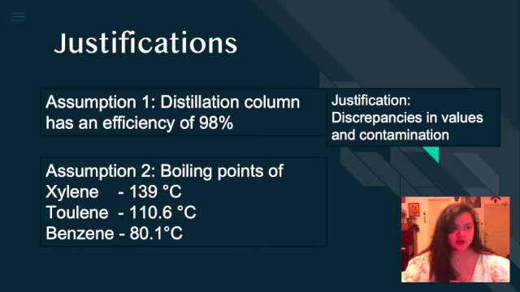Not only that, we have found the boiling points of xylene, toluene, and benzene to be 139 degrees Celsius, 110.6 degrees Celsius, and 80.1 degrees Celsius respectively. These boiling points are crucial in our calculations because, as we can see in our first boundary, we intend to remove 98% of benzene since it has the lowest boiling point, and subsequently we remove toluene with the next highest boiling point, which is 110.6 degrees Celsius.